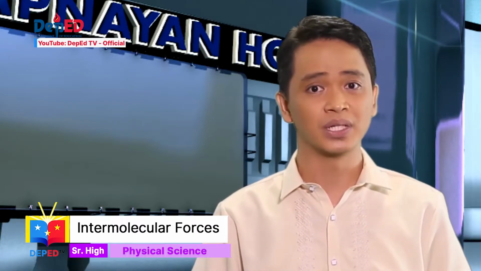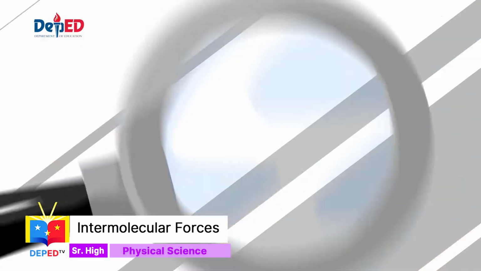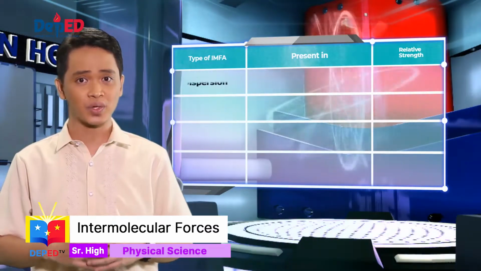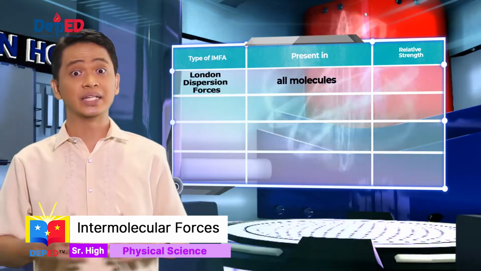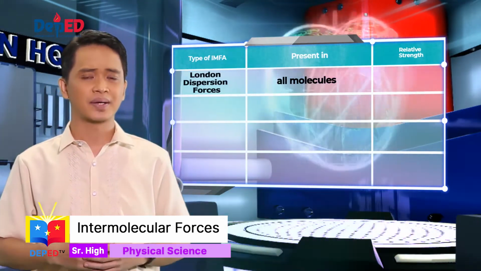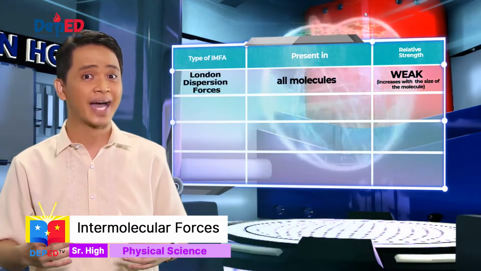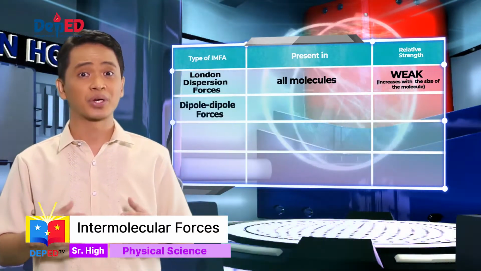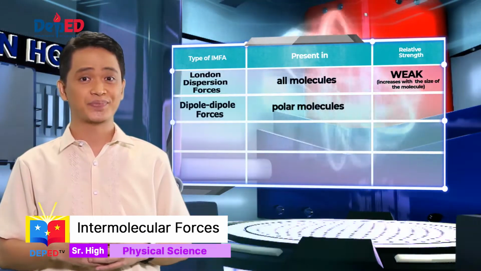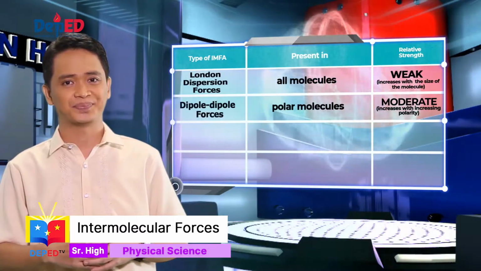Help me complete a table that will summarize the key points about each type of IMFA. The first type of intermolecular force of attraction is the London dispersion forces, which are basically present in all types of molecules. In terms of strength, it is weak because temporary dipoles are involved. What is the next type of IMFA? Okay, dipole-dipole forces, which are present in polar molecules. It is a moderately strong type of intermolecular forces of attraction.